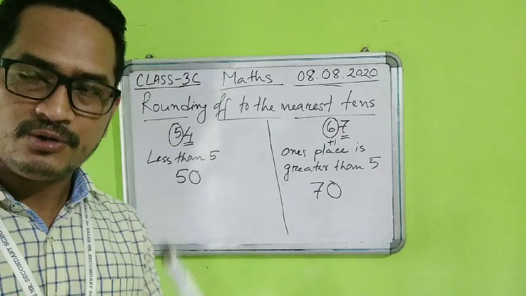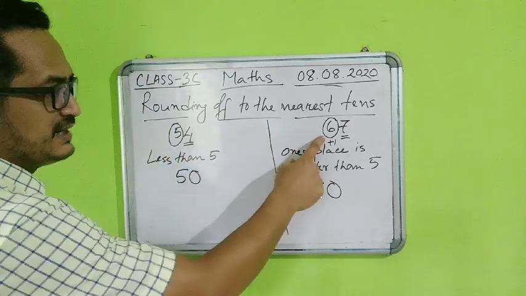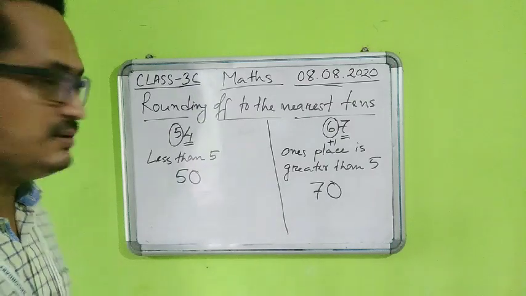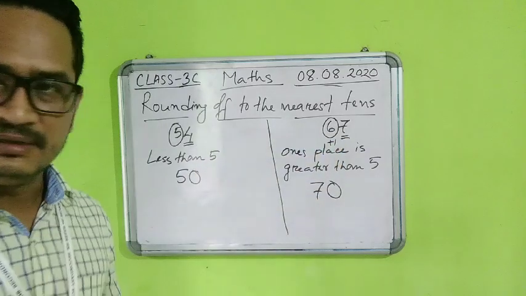So students, here we got two situations. You have to concentrate on two things. First of all, select the tens place. No need to do anything, just select and see that digit. On the right hand side, you will get the ones place digit.